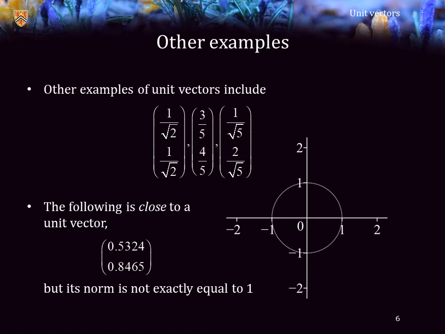Now, the following is close to a unit vector, but not exactly a unit vector because the 2 norm is not exactly equal to 1. However, in engineering, we are usually using some sort of numerical software, and thus almost none of the vectors we will use will actually be unit vectors.